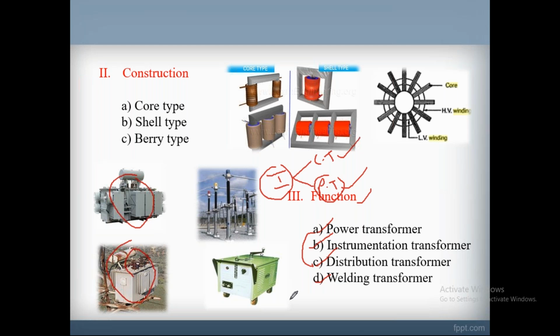Then the fourth one is the welding transformer. This is used in welding machines, welding works like that. We are using the welding transformer. So these are the four types of transformers categorized based on the function.